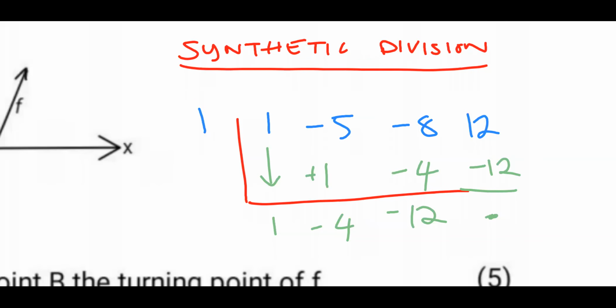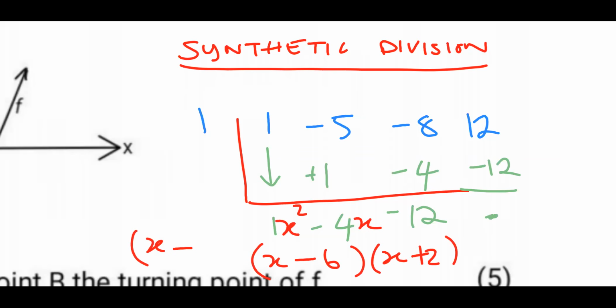So now you have the coefficients for your trinomial. This is x squared, this is x, and then this is the constant that doesn't have the x. So that's a trinomial that we factorized the last time. And then we ended up with -6 and +2. So there you go. That's how you do synthetic division.